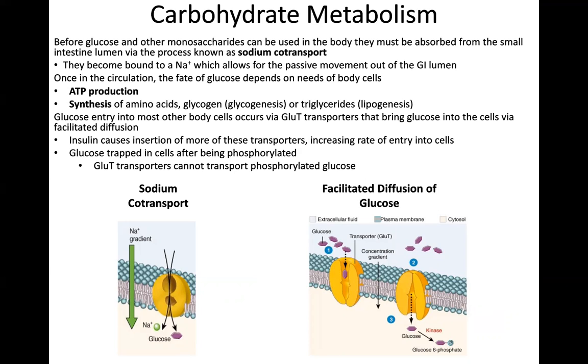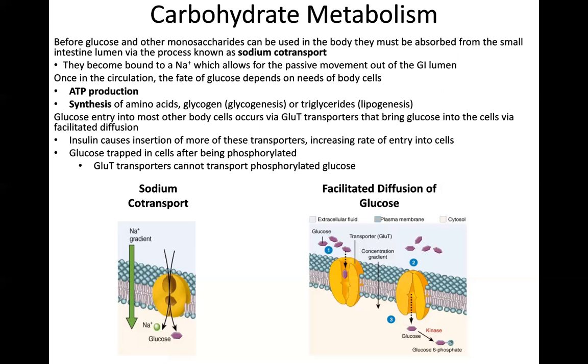Now, before any of that oxidation of glucose can take place, and this relates back to what we talked about last week, we have to get that glucose from our intestinal lumen inside the small intestine into our body. Because remember, if something's in your stomach or your small or large intestines, it's technically not inside of us. So before glucose and other monosaccharides can be used in the body, they must be absorbed from the small intestinal lumen via a process known as sodium cotransport, which is what's illustrated here in the bottom left figure.